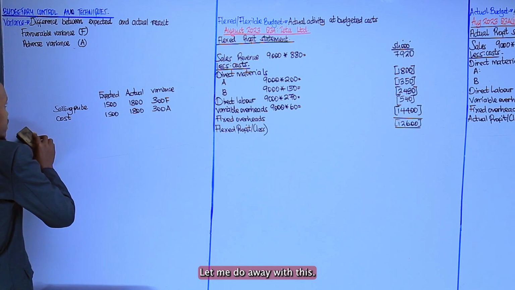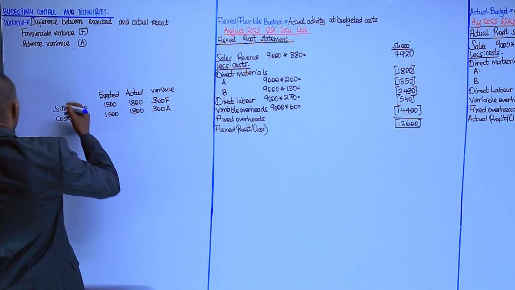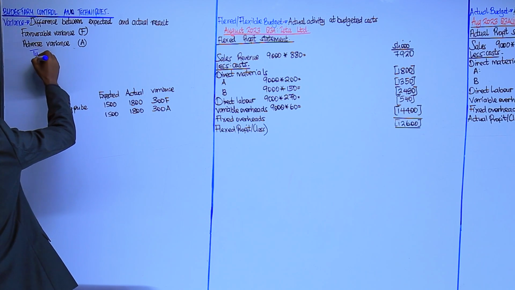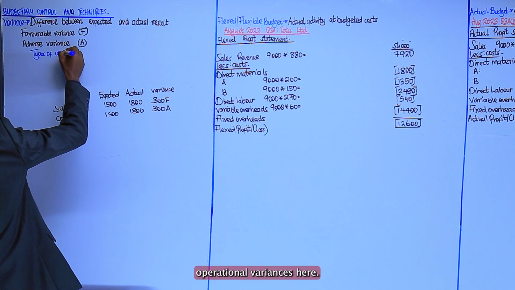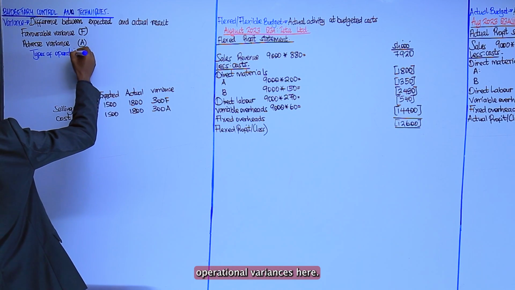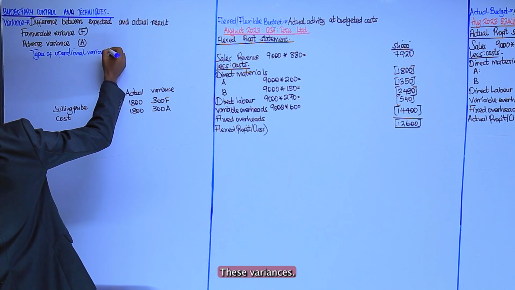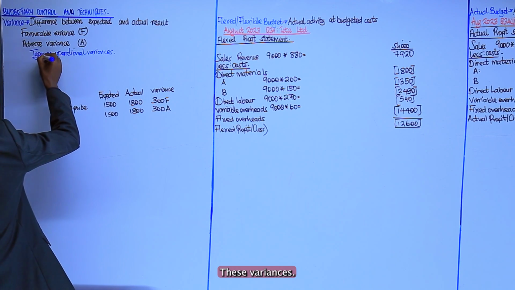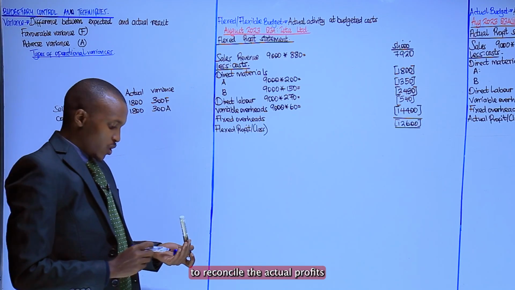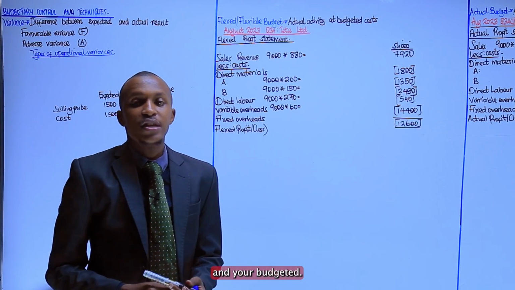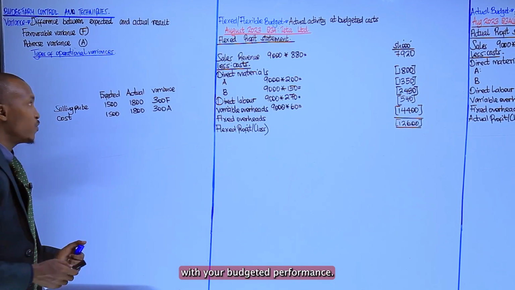The types of operational variances. We'll introduce our operational variances here. These variances will help us to reconcile between the actual profits and your budgeted profits, or your actual performance with your budgeted performance.